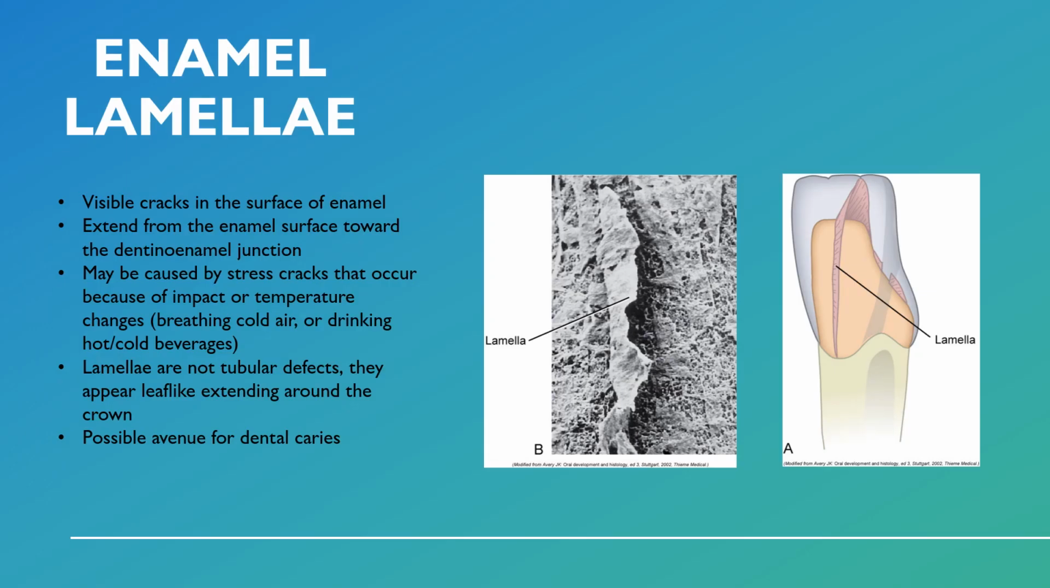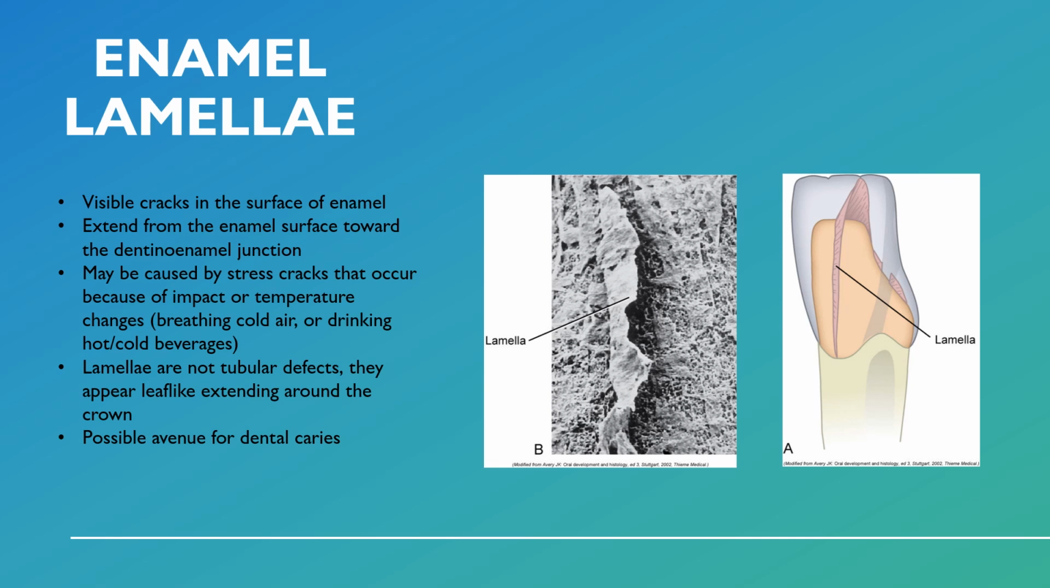Now, enamel lamellae are tiny little cracks in the surface of the enamel. They extend from the enamel surface toward the dentino-enamel junction. This can be caused by lots of different things, like wear and tear on our teeth over time, and little stress cracks in the tooth. These little cracks can happen with temperature changes, like breathing in cold air in our warm mouth, or drinking hot or cold beverages. It can also come from the stress we put on our teeth from everyday wear and tear.